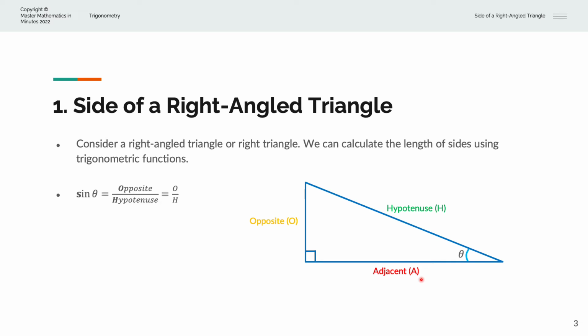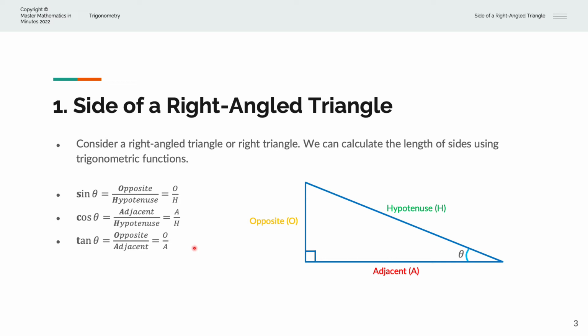The sine of theta is given by the opposite over the hypotenuse, or O divided by H. The cos of theta is given by the adjacent side over the hypotenuse, or A over H. And the tangent of theta is given by the opposite over the adjacent side, or O over A.